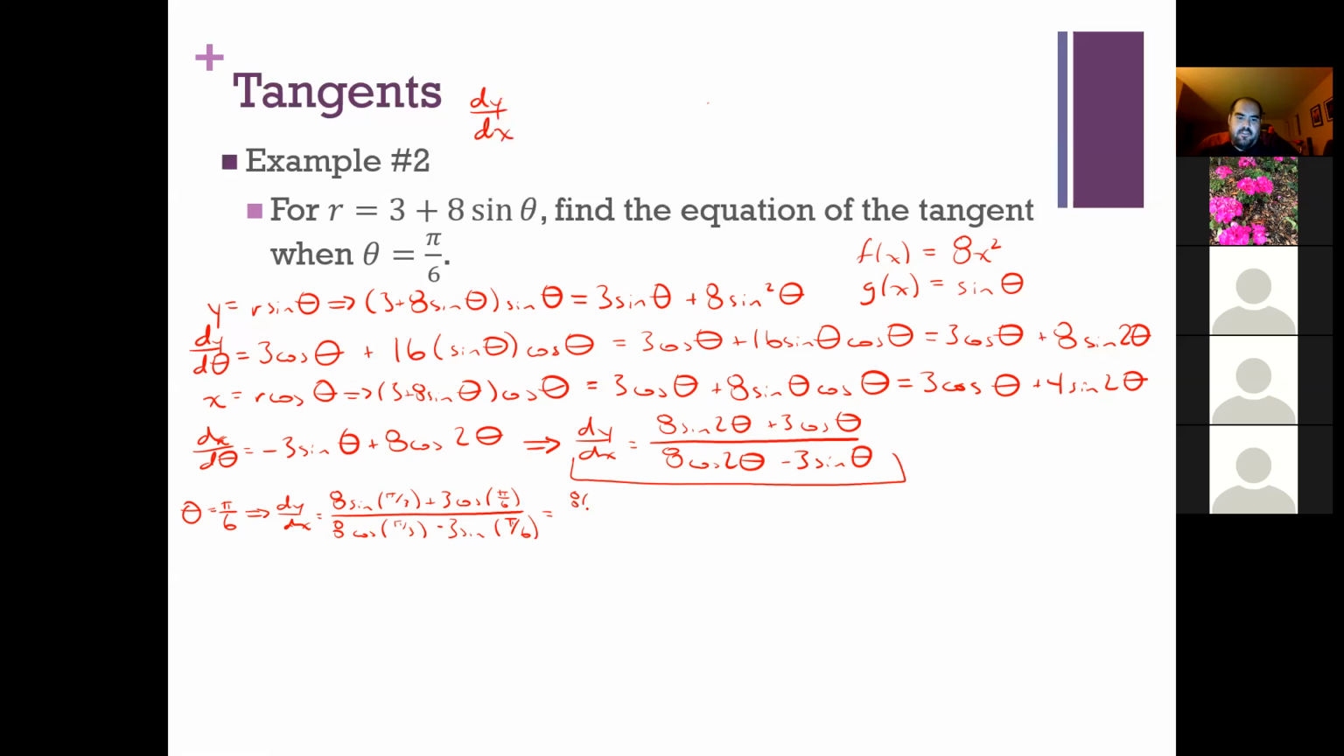So sine of pi over 3 is radical 3 over 2. Cosine pi over 6 is a half. Cosine pi over 3 is a half. I did something wrong. Cosine pi over 6 is radical 3 over 2. Eight times a half minus 3 times a half. And it comes out to 11 radical 3 over 5.